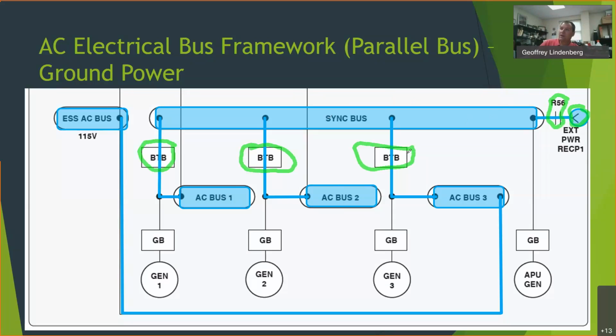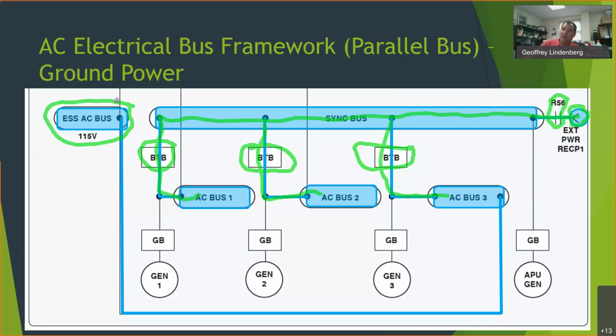And as you turn those on, power is able to flow from the external power receptacle into the sync bus. We turn on the first one, it comes down to AC bus 1. We turn on the second one, and it's able to come down to AC bus 2, and we turn on that third switch, and it comes down to AC bus 3. And then AC bus 3 also powers an essential bus.